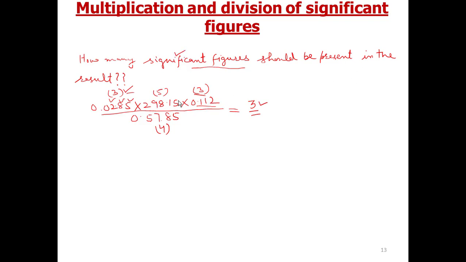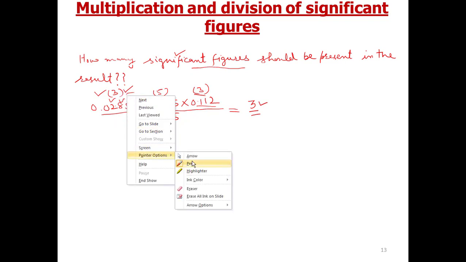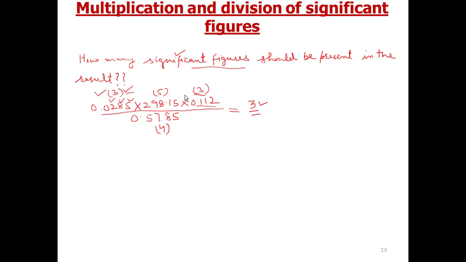So when there is multiplication and division, we have to find the digit with the lowest significant figure. So the result will contain the significant figures equal to the digit having the lowest significant figure. As in this data, the lowest significant figure was 3, so the result will contain 3 significant figures.